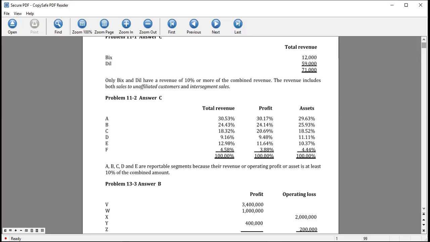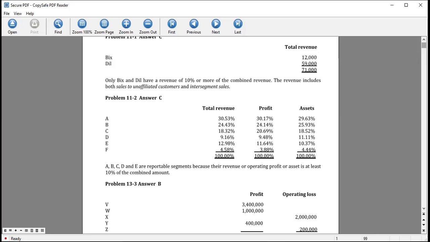So, the question: how many reportable segments does Cory have? A, B, C, D, and E are reportable segments because the revenue or operating profit or assets is at least 10% of the combined amount. So if you look at A, it is qualified in all areas. Whether total revenue is the base, profit, or assets, A is qualified to be a reportable segment.